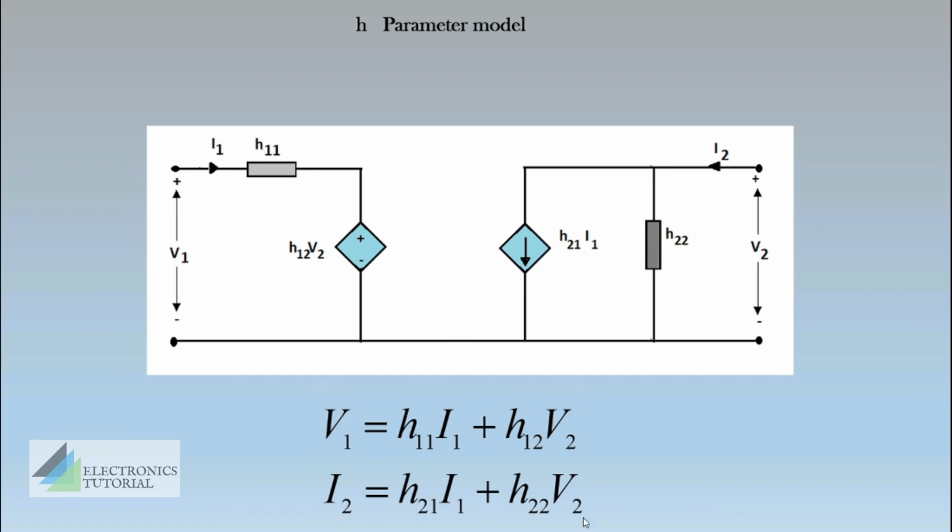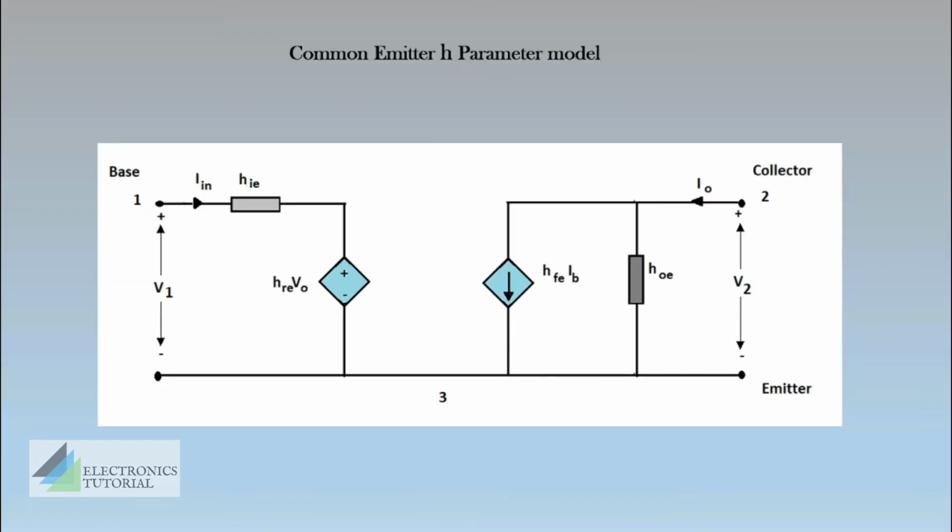So by having these expressions, you can directly draw the H parameter model. No need to learn by heart all these models. You can just draw this from these expressions. This diagram represents a common emitter transistor configuration. You can notice one thing. The standard H parameter model is replicated here. And we have given slight difference in their names.